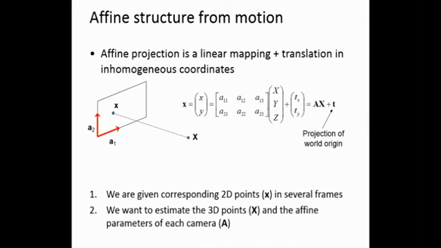So if x is 0, then at the world origin where x is 0, you'll observe the center of the world at t. So now the problem is that we're given corresponding points, little x, in several frames, and we want to estimate both the 3D points, big X, and the affine parameters A of each camera.